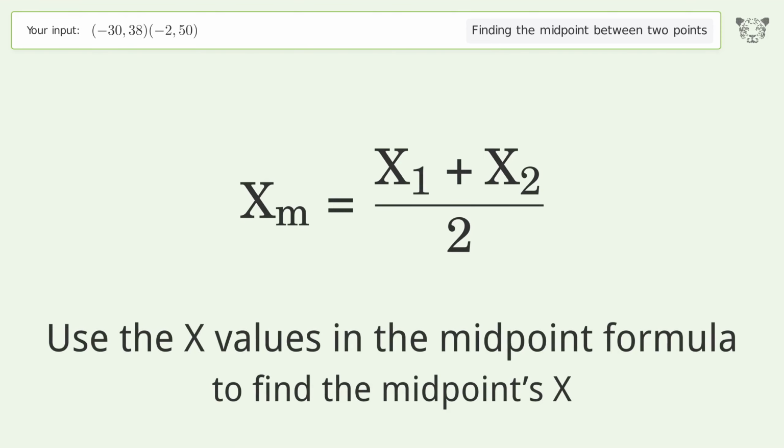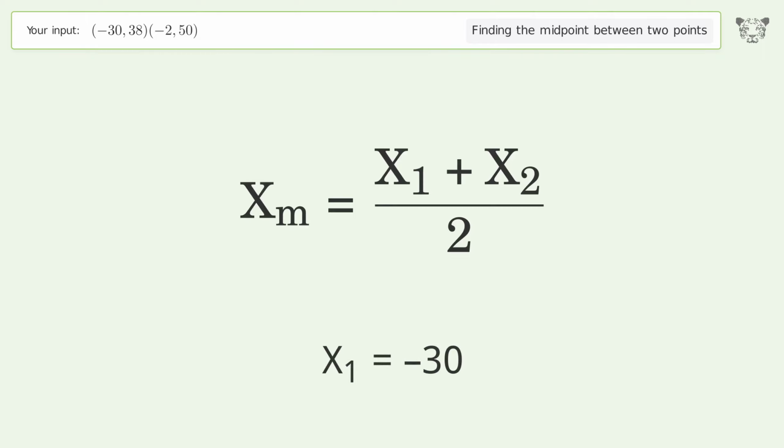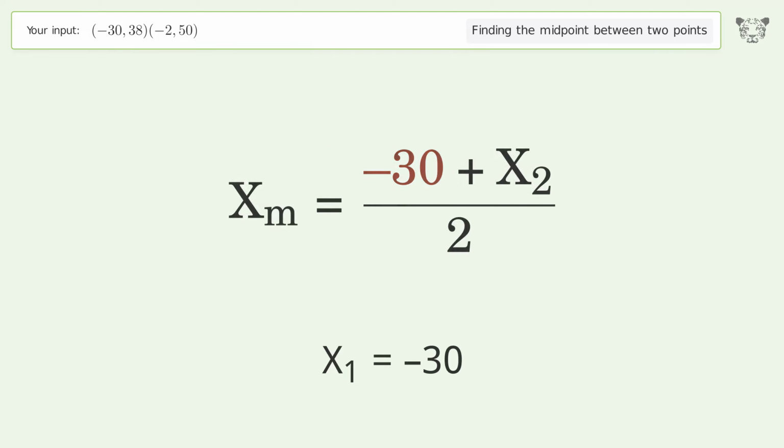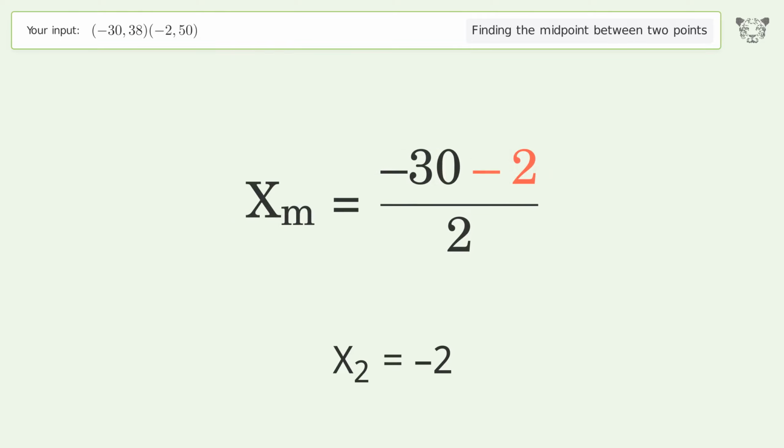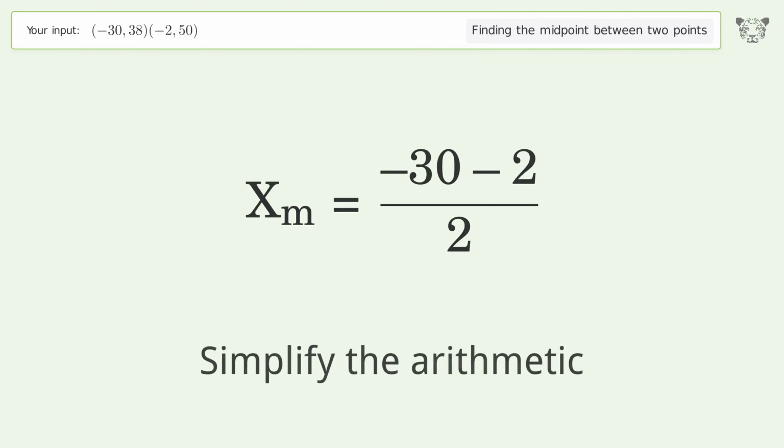Use the x values in the midpoint formula to find the midpoint's x. x1 equals negative 30. x2 equals negative 2. Simplify the arithmetic.